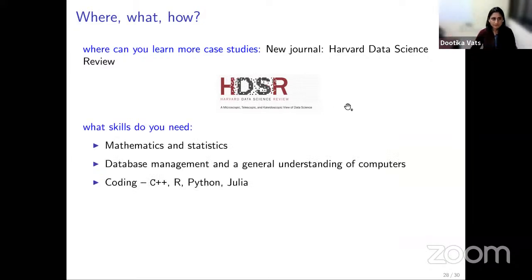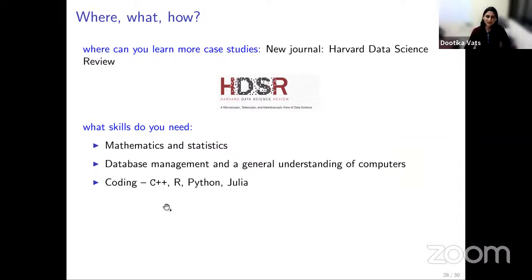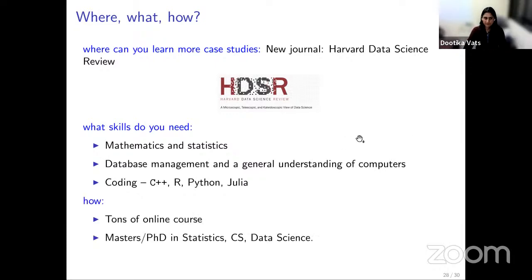Right? The skills that you need are mathematics, statistics, database management, or a general idea of how computers work. I've never had a course in computer science, but I code for a living, right? So you don't need to have a degree in computer science to be apt at doing things appropriately on the computer. And coding in C++ or C, R, Python, Julia, Java, maybe. Some of these are going to be really, really helpful. All right. I don't need to tell the students this, but there are tons of online courses as well.